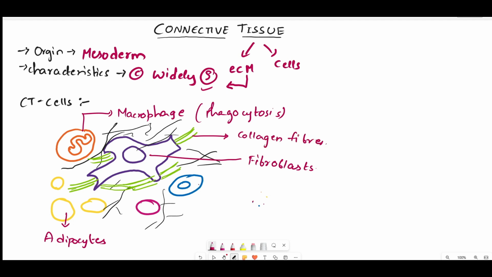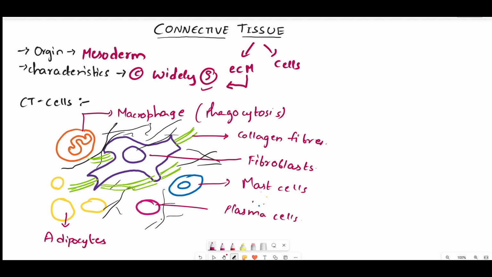We also have these blue colored structures, which are called the mast cells. Mast cells are useful for producing histamine. Histamine causes dilation of blood vessels, which treats inflammation by killing the bacteria. And we also have this plasma cell. Plasma cells secrete antibodies, and these antibodies are helpful for neutralizing foreign substances.